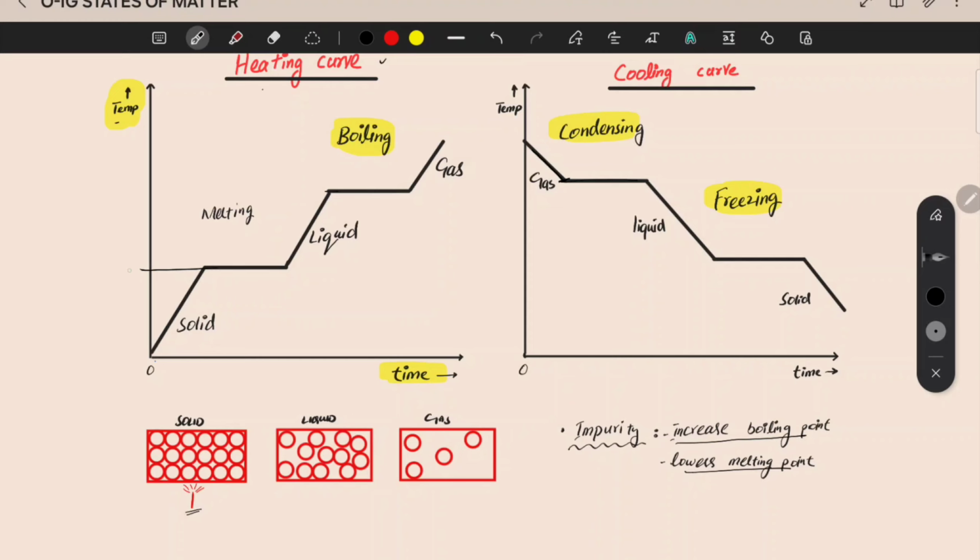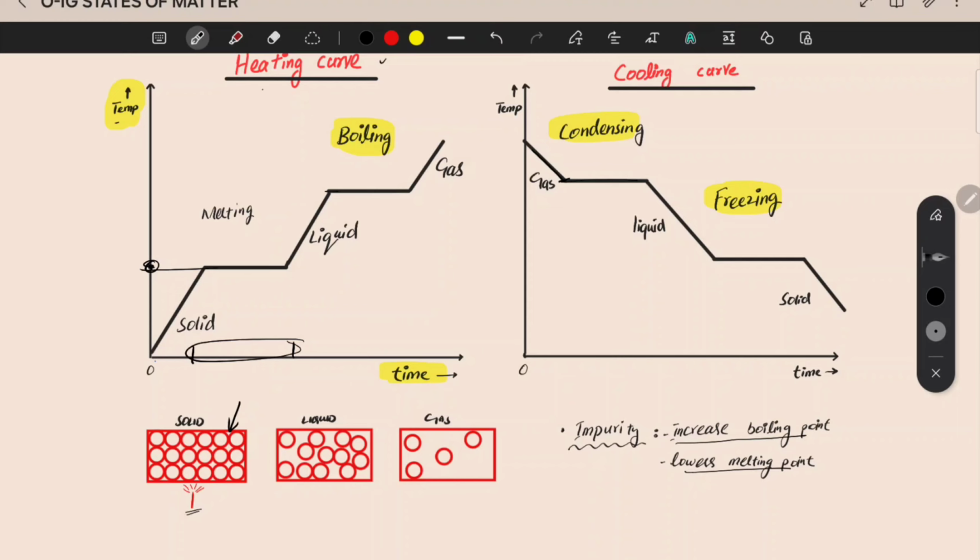remained constant. There was no change in the temperature. As you can see, at this point the temperature remained constant for this duration. Why did the temperature remain constant? Because at this point the heat you are providing is not utilized to increase the temperature, but instead it is used to move particles apart, to break the forces of attraction present between these particles.